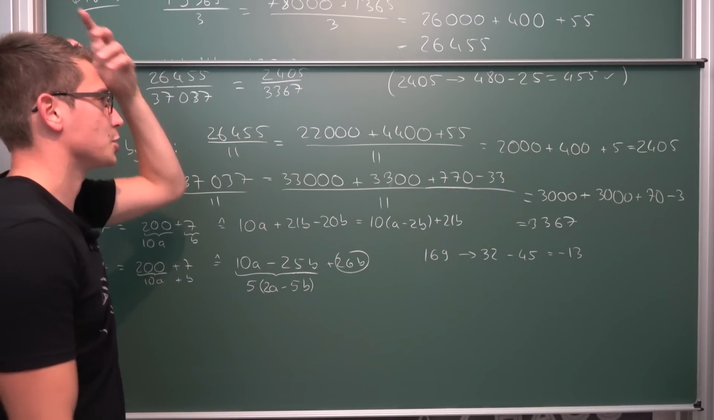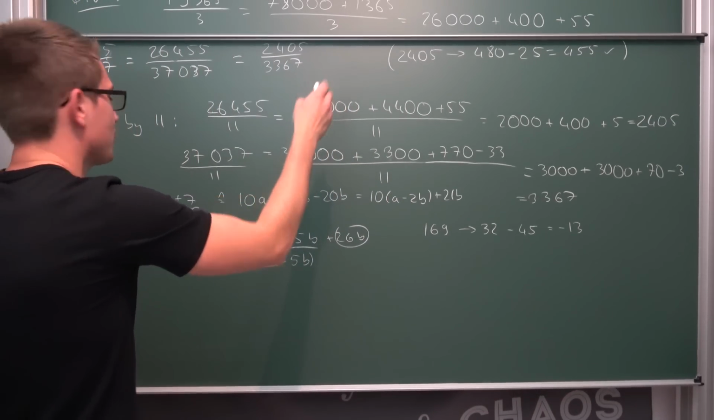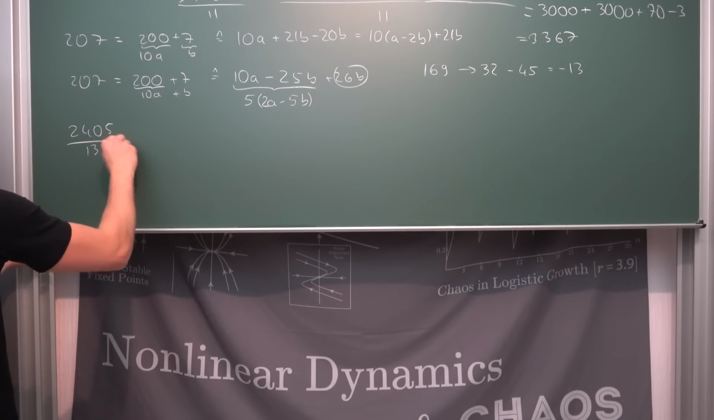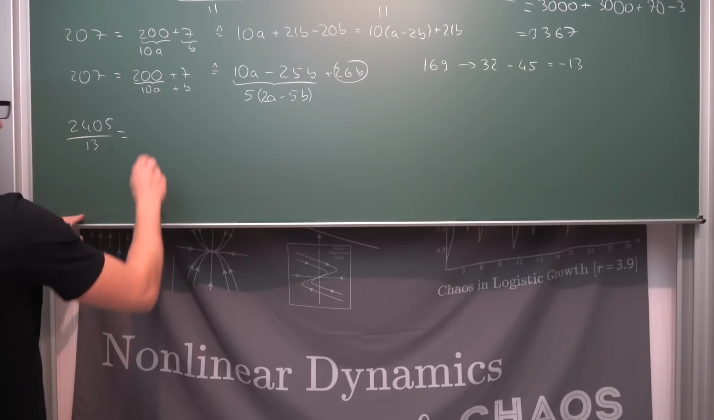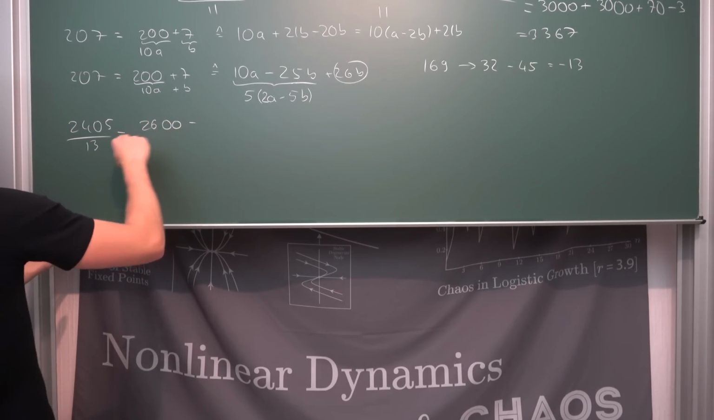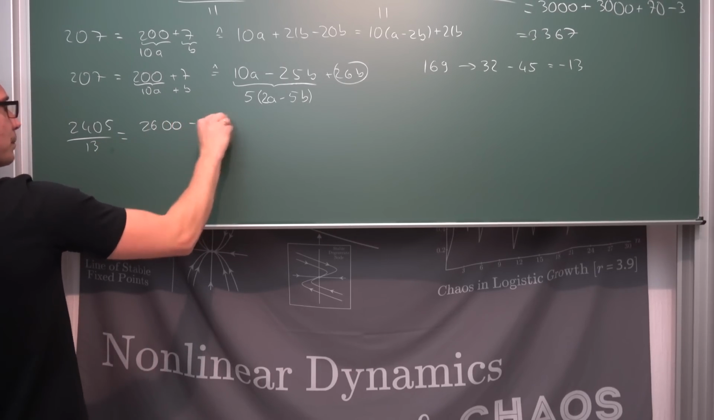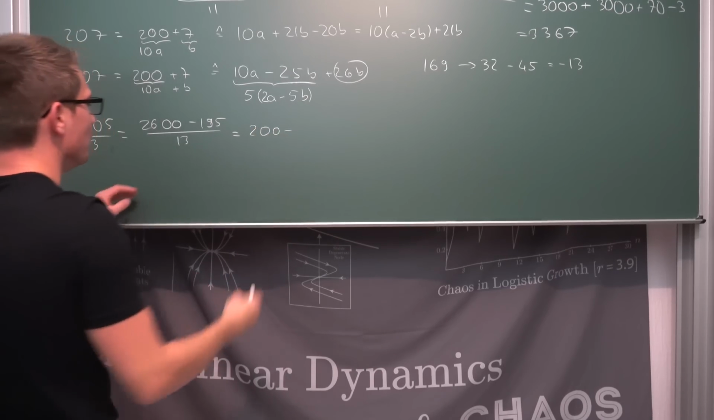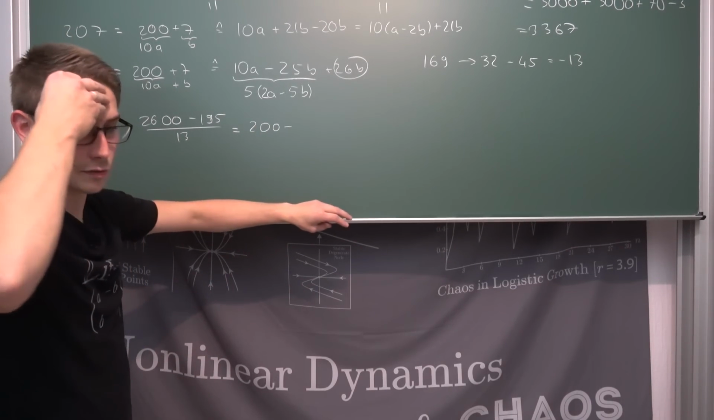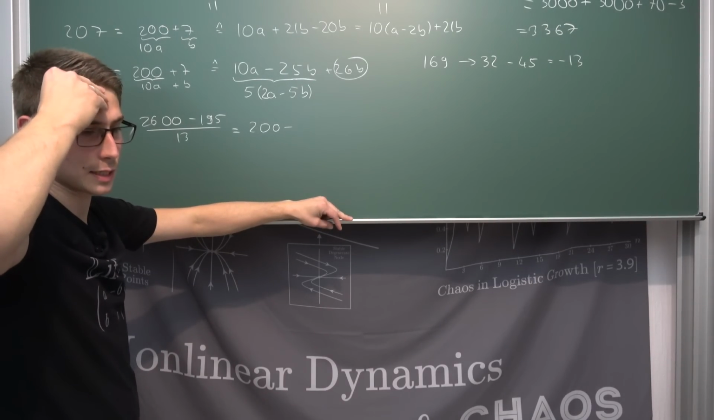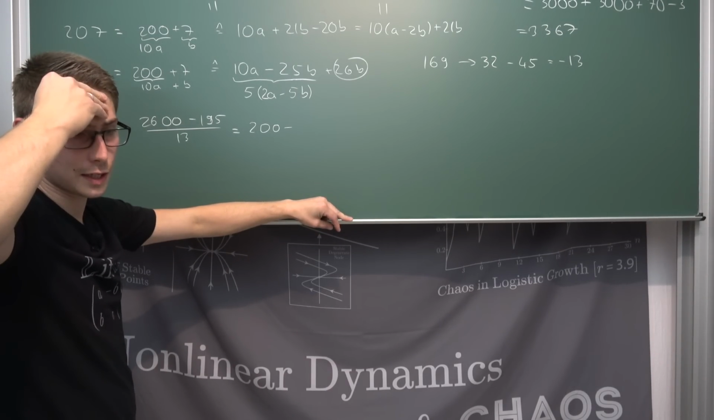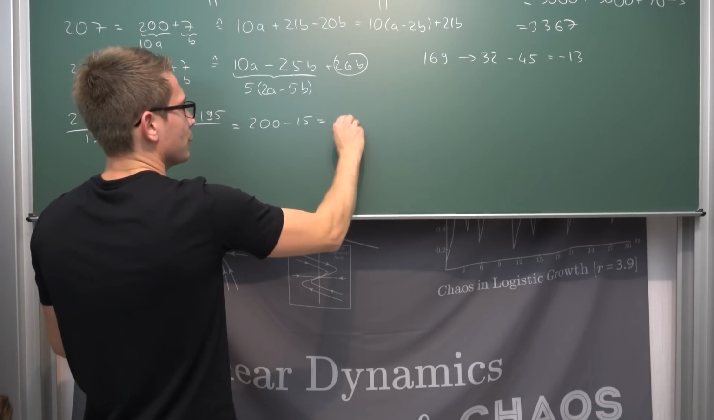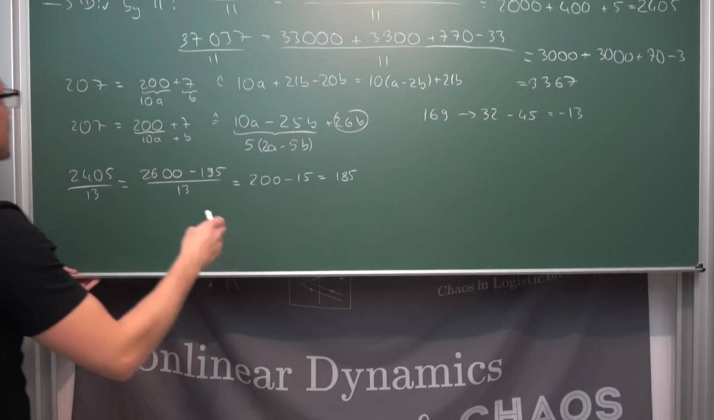I mean, you can try it out. It should be. Now let us divide 2405 by 13. What's next to it? 2600 minus 195 divided by 13. This is going to give us 200. Okay, that's a nice number. Minus 195, 130, then we get 65 left. This is 5, so 10, 15, minus 15 is going to give us 185. Yeah, cool. We are done already.